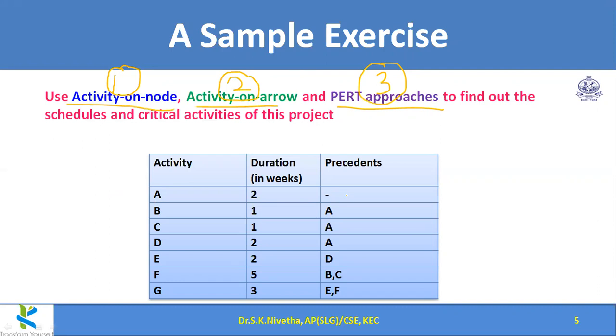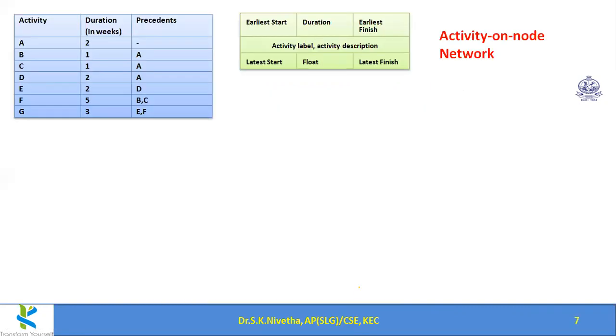Activity A don't have any precedent. Activity B, C, D, all these three are having precedent as A. A should be completed, then only we can start B, C, D. Then E can be carried out when D is over. F can be carried out when B and C are over. G can be carried out when E and F are over. Okay. So now we shall quickly draw this. You can also parallelly draw.